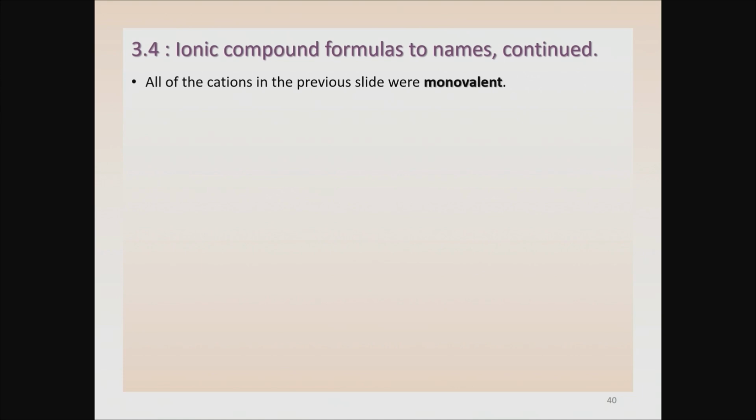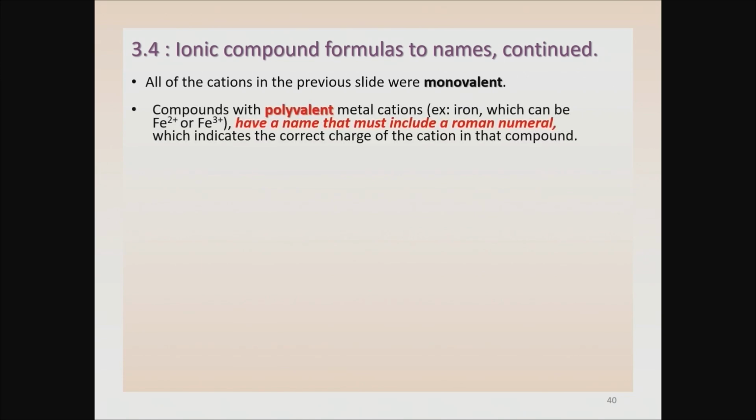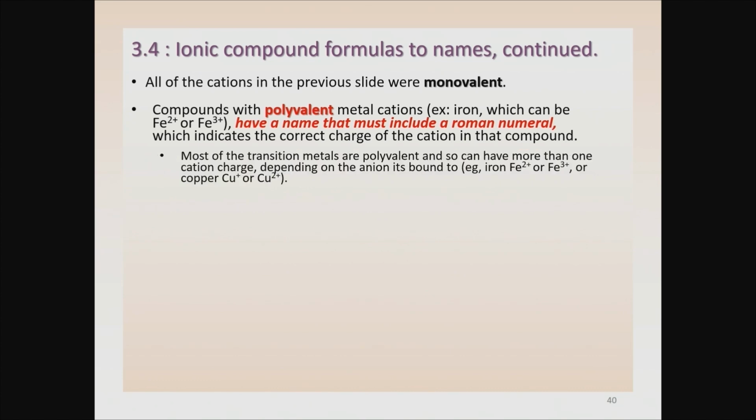Okay, so again, all the examples I went over on the previous slide were when the cations were monovalent. Now, when you're dealing with a formula with a polyvalent cation, then it gets a little bit more complicated. And so what you have to be sure to do is when you write out the name of the formula, you indicate what the particular charge of that cation is in the formula by using a Roman numeral. So most of the transition metals are polyvalent and so can have more than one cation charge depending on the anion it's bound to. So for example, iron can have one of two different charge states depending on the anion it's bound to. It could be either Fe2+ or Fe3+.